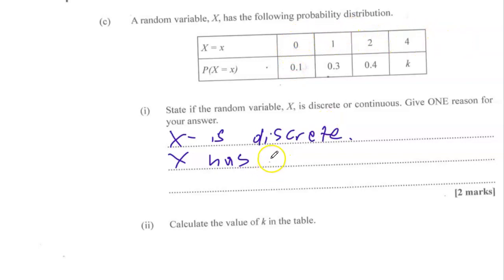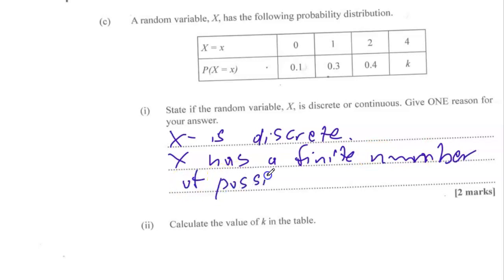So X has a finite number of possible outcomes. In this case, X has 4 possible outcomes. So X would be, of course, discrete.